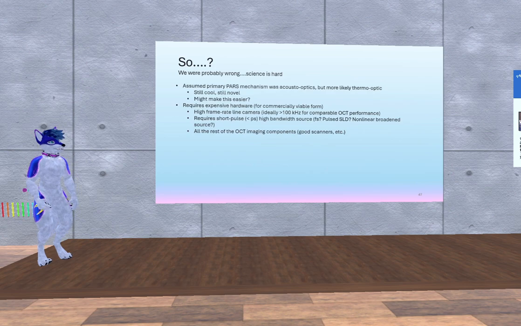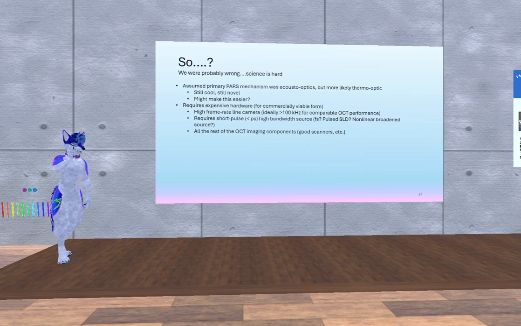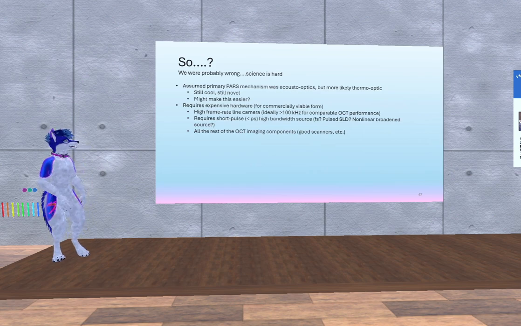Okay, so conclusion. We were probably wrong. Science is hard. The thing we were probably wrong about, which we discovered in later research, is that it's probably predominantly a photothermal effect, not a photoacoustic effect, which is actually really good news. Photoacoustics are what's driving that need for that really tight integration, that several tens of nanoseconds integration. If it's photothermal, we have an order of magnitude more time, which makes things infinitely easier. A lot of the later work on the PARS mechanism suggests that it's more thermal based as opposed to acoustic based. There's certainly still going to be acoustics in there, but that's actually good news for this. So cool, still novel, might make it easier.